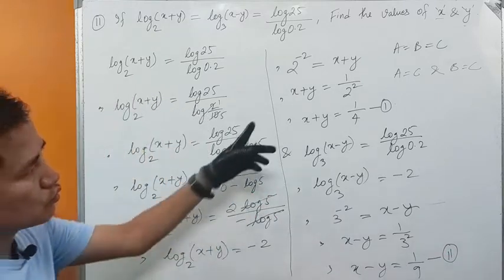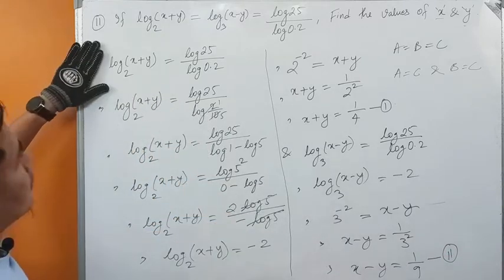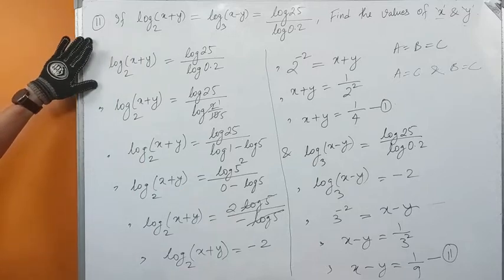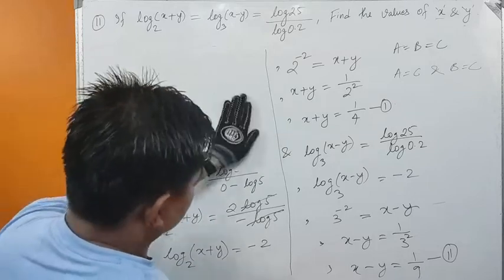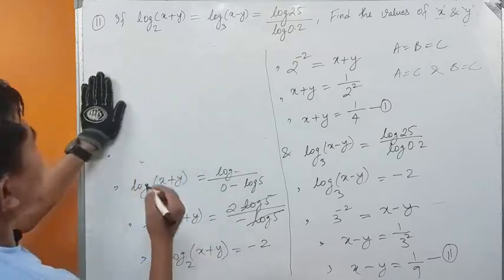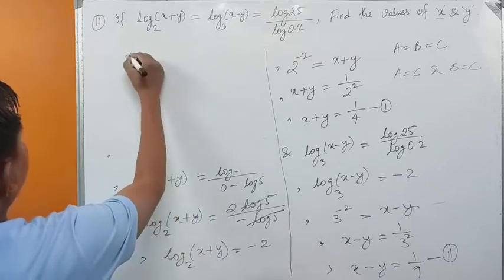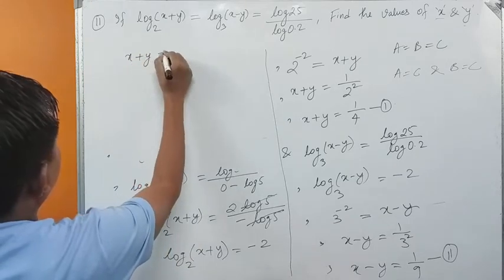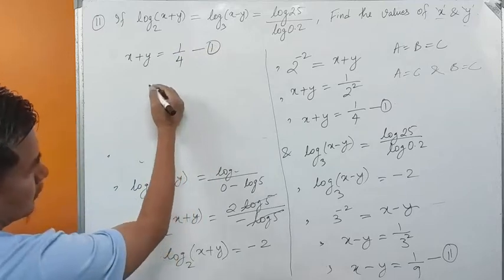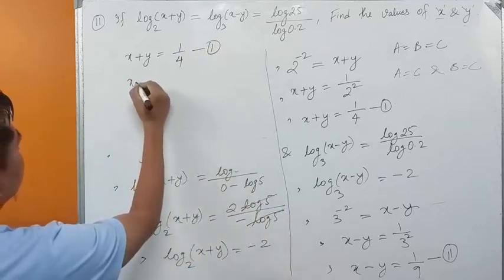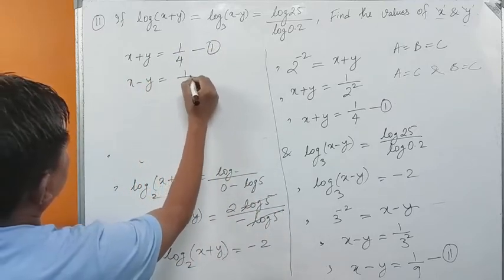Now let us solve these two equations to find values of x and y, okay? So please take the screenshot. I'm going to erase this. Now we have x plus y equals 1 upon 4. This is equation 1. And x minus y equals 1 upon 9.